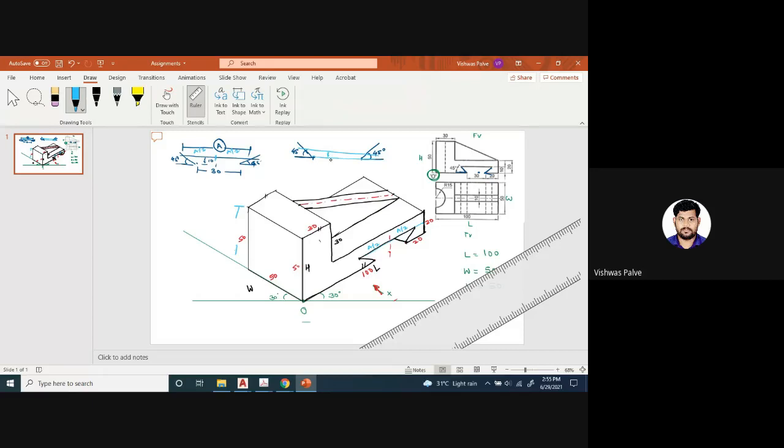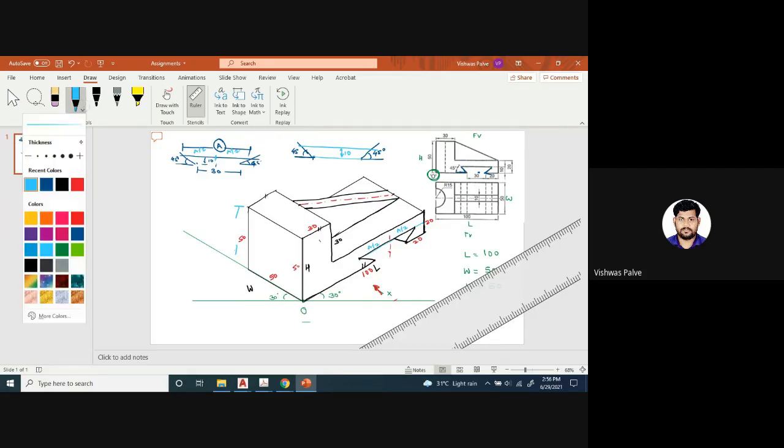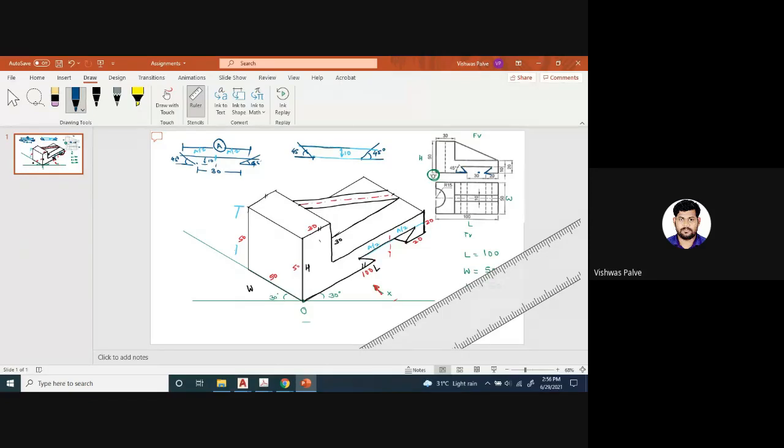Right, this distance is how much? 10 millimeter. Wait, I'll take a bigger distance so that it will be visible. Okay, take 10 millimeter, draw a horizontal line and the distance between them is 10 millimeter. Okay, now you can connect these 2 points. Is it clear? Now you can measure this distance with scale. So that distance is A distance.